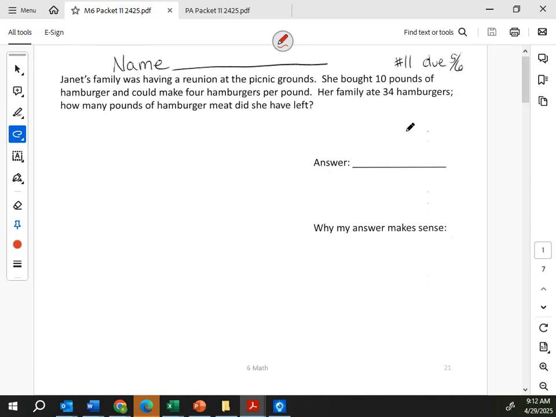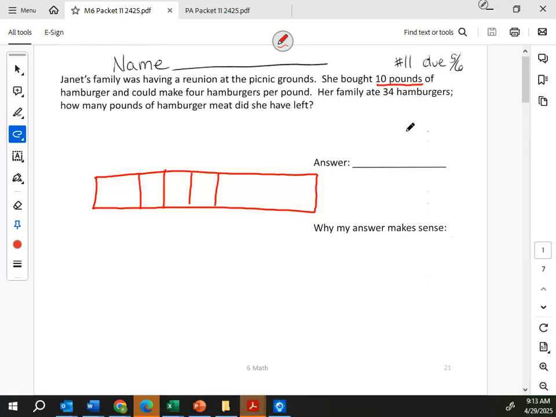There are mathy ways to do this, but a lot of times with the word problems, I just go straight to my bar models, just so we can see how we do that. So for a bar model, I would call this all of the pounds. She bought 10 pounds of hamburger, so I'm gonna break it up into 10 sections. Each one is a pound of hamburger.